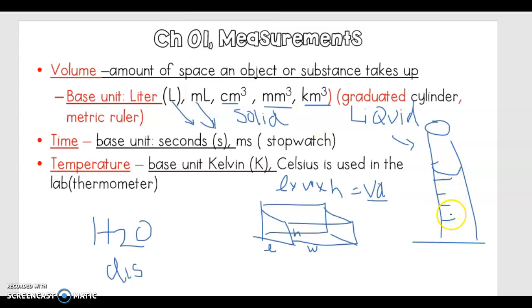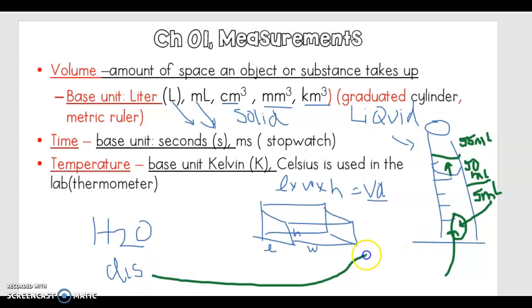Let's say I take a marble. First of all, let's say I measure the water at 50 milliliters. I drop the marble in the bottom, and my water moves up, my water becomes displaced, and now let's say I have 55 milliliters of water. To figure out the volume of my marble, I subtract the two. So 55 minus 50 is 5 milliliters. Now I know that the volume of my marble is 5 milliliters. This is called water displacement.